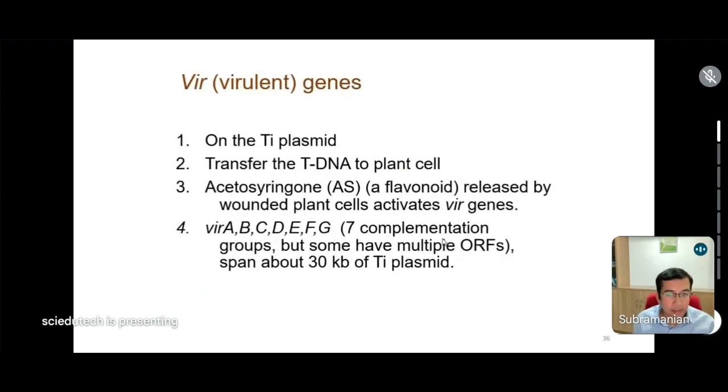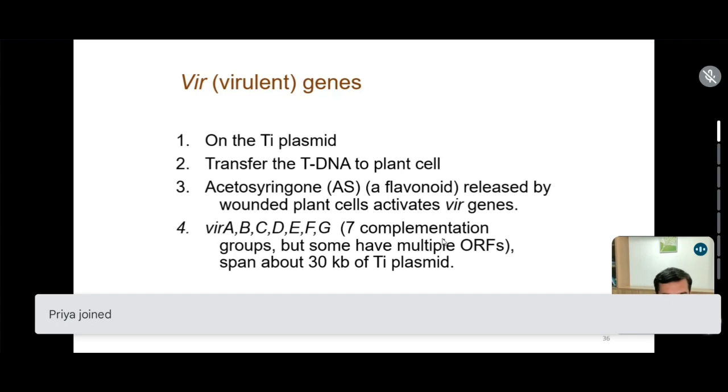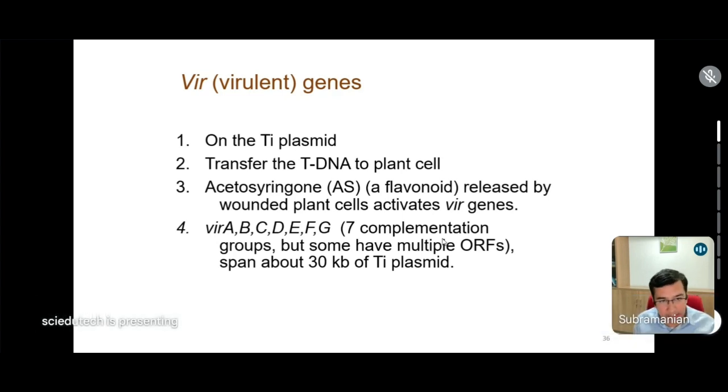Acetosyringone is a flavonoid released by the wounded plant cells, which activates Vir genes. There are several variants of Vir genes called VirA, B, C, D, E, F, and G. Sometimes they can have multiple open reading frames, which can span about 30 kilobase pairs of the TI plasmid. Next slide, please.